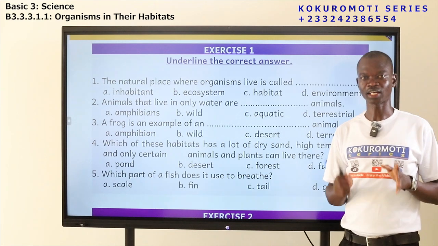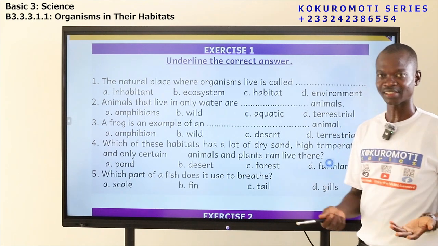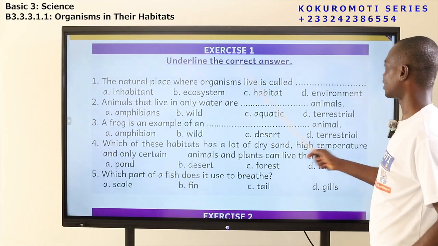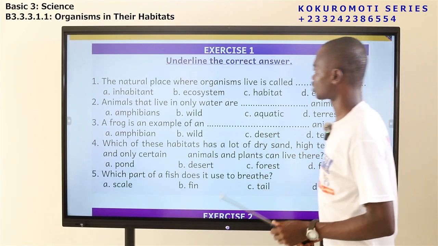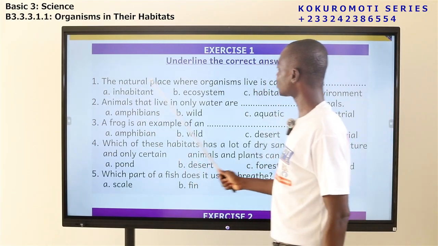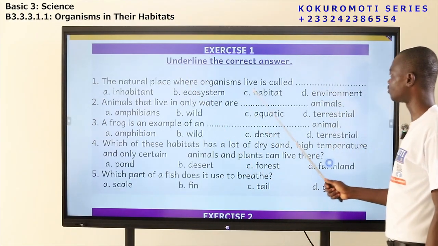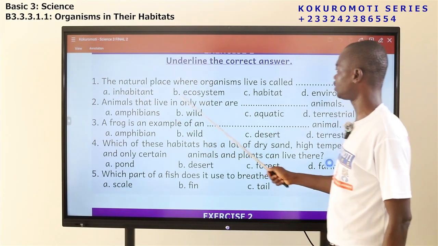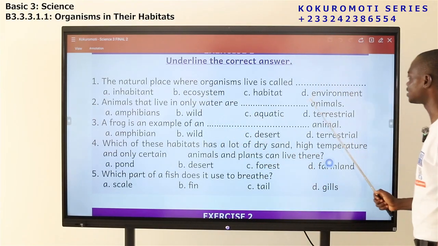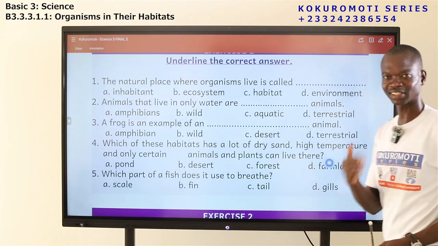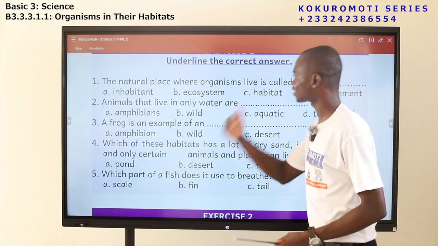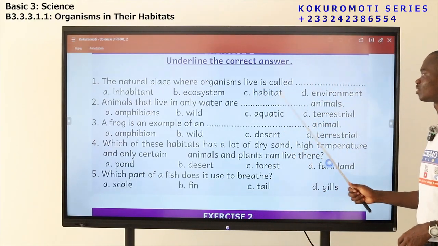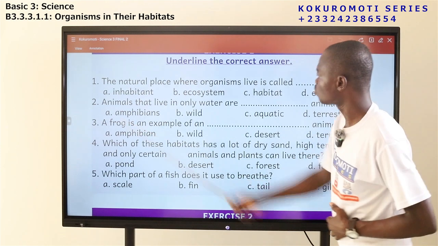Okay, so we are going to look at some exercises. The first exercise, exercise 1, we are to underline the correct answer. Now let me read the first question. Question 1. The natural place where organisms live is called dash. A. Inhabitants. B. Ecosystem. C. Habitat. D. Environment. What is the answer? A natural place where organisms live is C. Habitat. Very good.